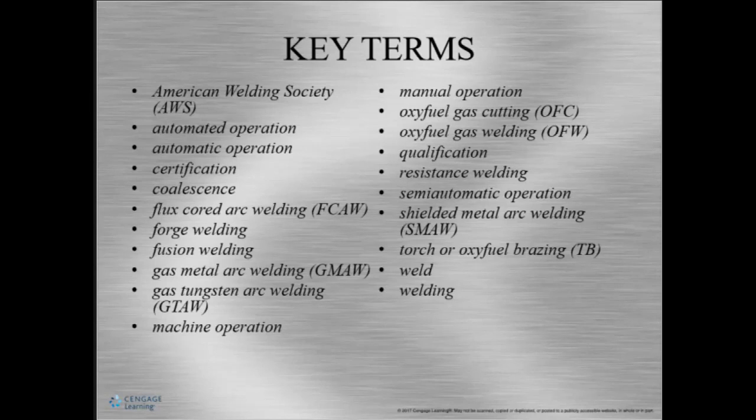Automated operation. This is where welding is performed by a robot or machine and is programmed by a welding operator, or actual human. Automatic. This type of welding is performed by a robot or machine but doesn't require any interaction from a human. Manual operation. This type of welding is done by hand. Semi-automatic. This type of welding is done by hand but uses a gun that has a trigger that feeds the wire or electrode for use. And we'll also talk about different types of welding processes as well.